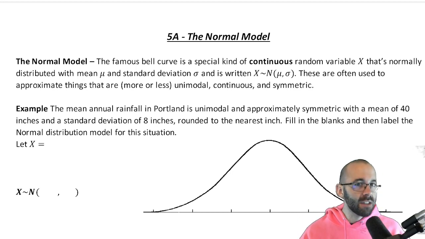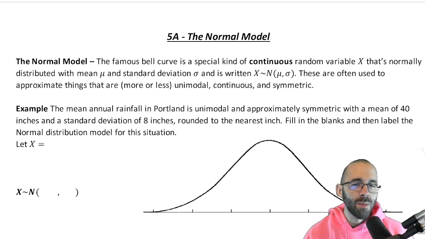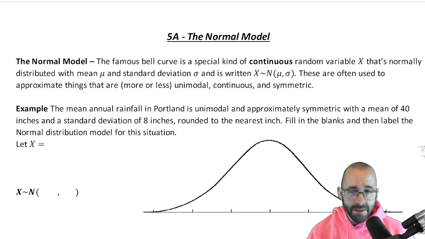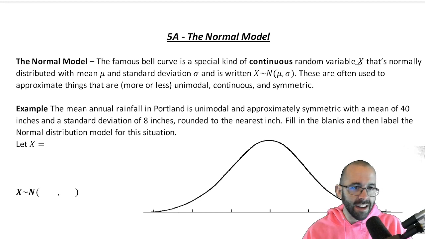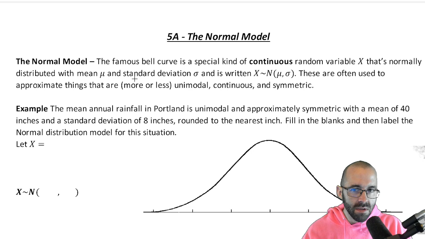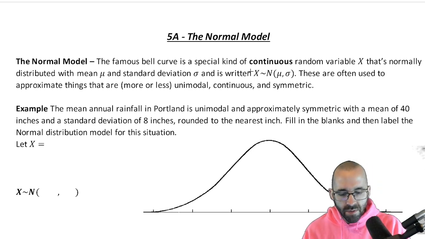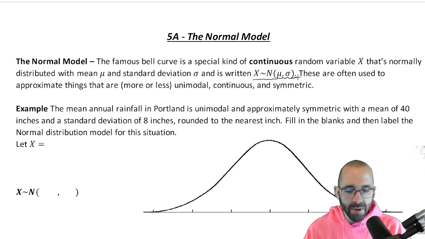Now we're going to talk about continuous random variables and a very special continuous random variable that you have seen before, probably somewhere in your life, called the normal model. All right, that's the bell curve. So this is a continuous random variable. We can call it X, just like we call a lot of variables X. And it has some mean mu, standard deviation sigma. And this is how we write it. X is normally distributed with those two parameters.